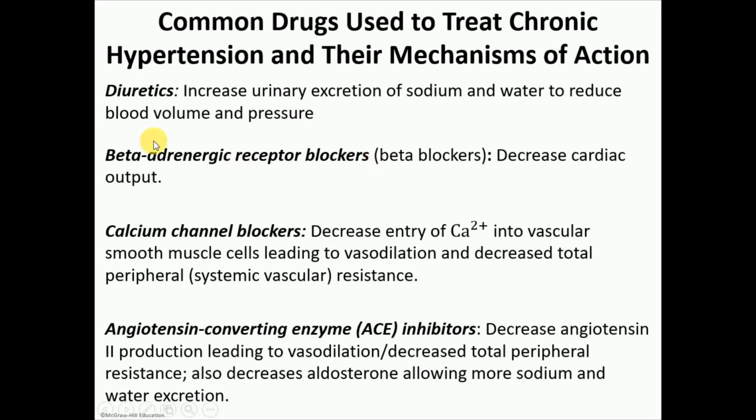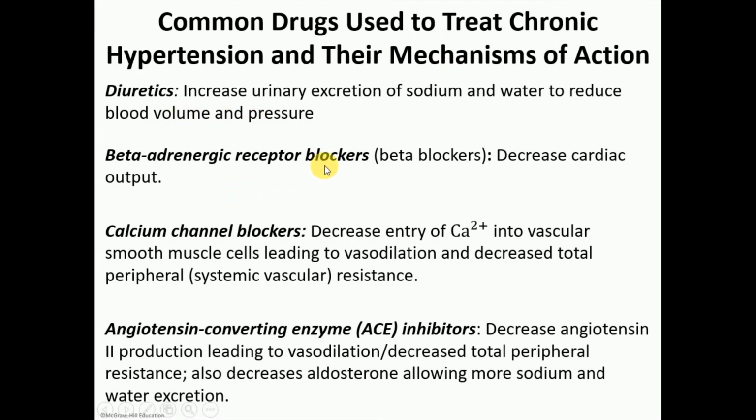So we'll take a look at the kind of medications that we could give for either kind of hypertension. Okay, these are the common ones. So diuretics, that is going to increase the excretion of sodium. So when you dump more sodium into the urine, by osmosis, it is also going to pull water with it. Okay, and that is going to reduce the overall blood volume and pressure.